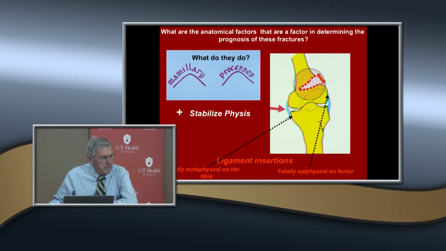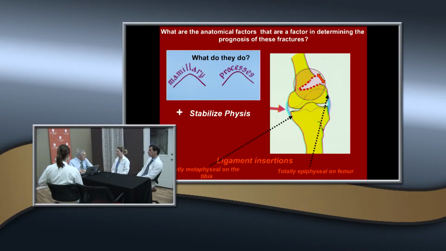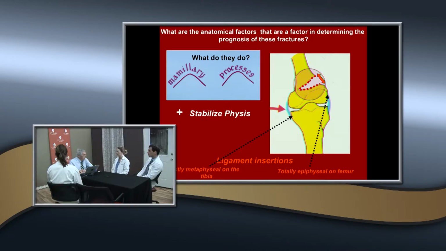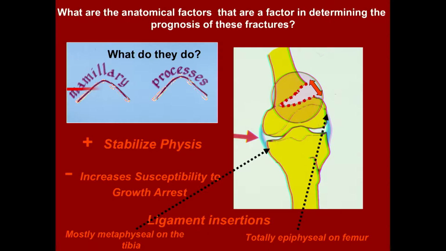What's the downside? They can get disrupted when there's a fracture. Well, we see a lot of physeal fractures, but they don't arrest. Why is it they arrest here? Well, since there are these mammillary processes, you actually have a higher incidence of the fracture line going through the resting stage or the growth stage rather than through the hypertrophic stage, and that causes the arrest.